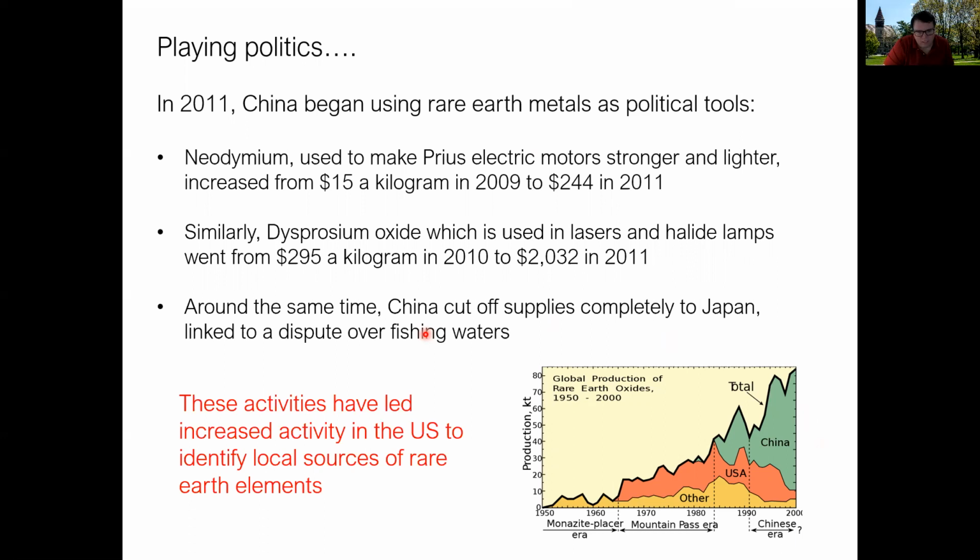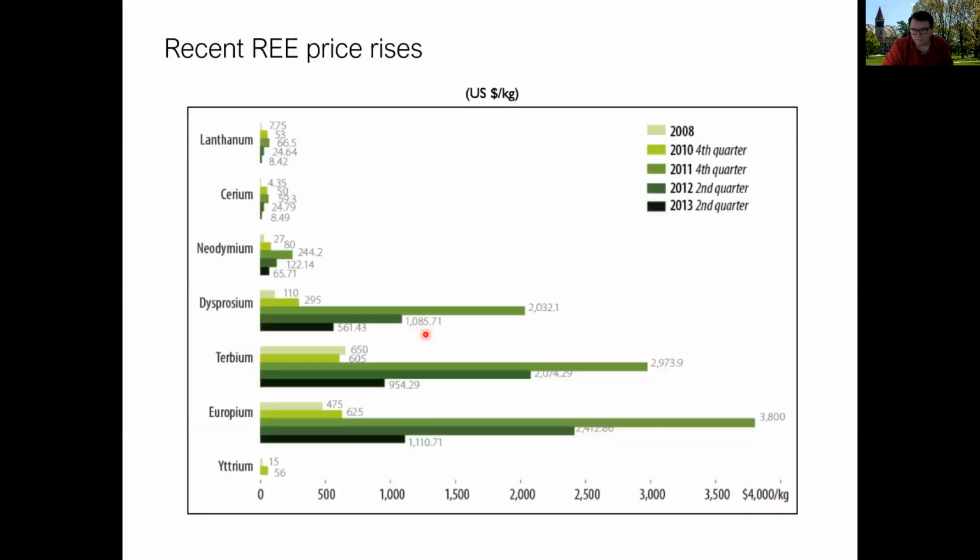So these activities have led to increased activity in the U.S. as well as other locations to identify rare earth elements, identify more efficient processes for refining them or recycling them, reusing them, all the big R's there.